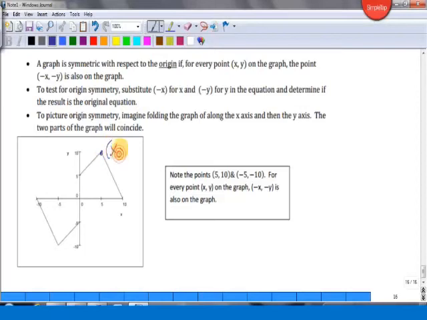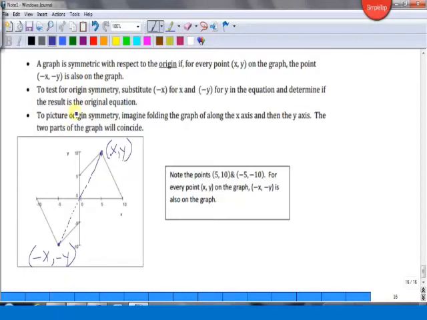Whenever the point x, y is on the graph, its image is found by marching directly toward the origin and out the other side, the same distance. The point negative x, negative y must also be on the graph. Wherever you start, the point with the opposite x coordinate and opposite y coordinate must also be on the graph in order for the graph to have origin symmetry.